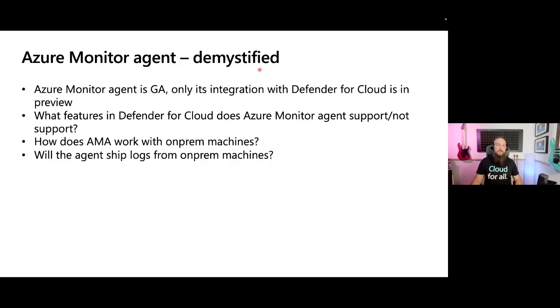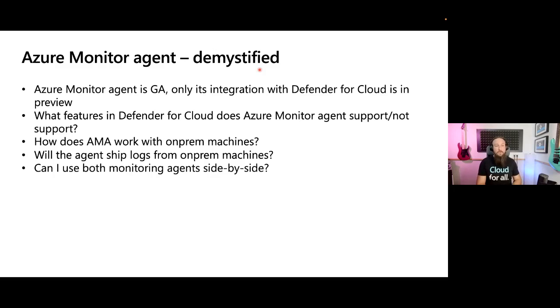There was another question in last week's webinar regarding log shipping from on-prem machines. I mentioned that we have DCRs, data collection rules. Once you have Azure Monitor Agent deployed to your on-prem machine, you can define what type of log format, what logs, what custom logs or system event logs or whatever you want to ship to your Log Analytics workspace. So the answer is yes, it can ship logs from on-prem machines. You just need to define it in a data collection rule.